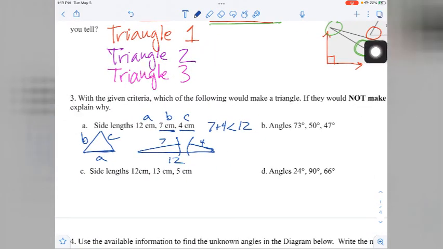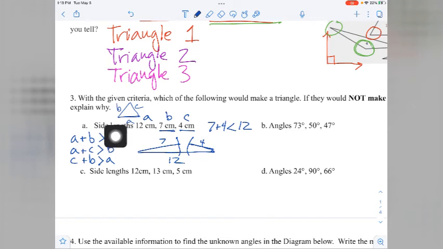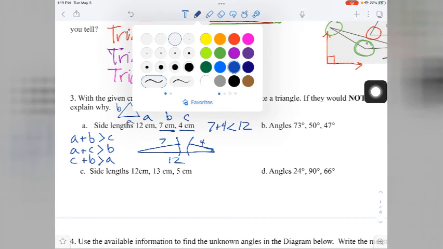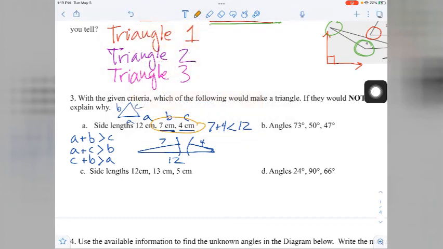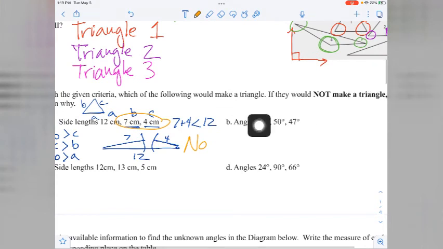So remember, our rule for triangle inequality is that A plus B has to be larger than C, A plus C has to be larger than B, and C plus B has to be larger than A. They all have to be true. Each side has to be shorter than the other two sides when you add them together. And in this case, 12 is not shorter than 7 and 4 when you add them together. So no, this one cannot be a triangle.